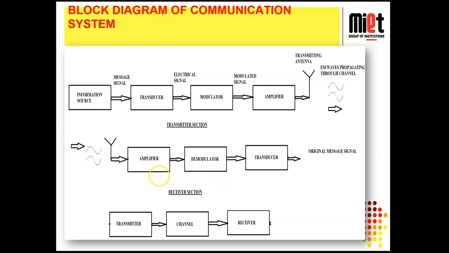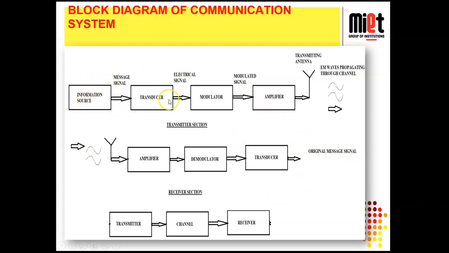Now we want to separate your message signal and carrier signal. For that, a demodulator is connected after the amplifier, and the demodulator just separates your message signal from the modulated signal. Now that message signal will surely be in electrical form, but you want to send the message as sound wave. So how will you convert from electrical to sound wave? A transducer will convert the electrical wave to a sound wave. This is the original message signal. Now this is the whole process of your communication system.